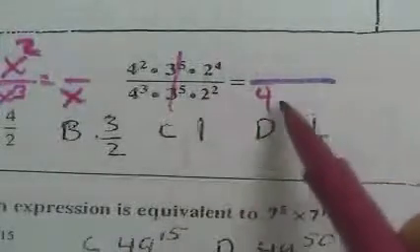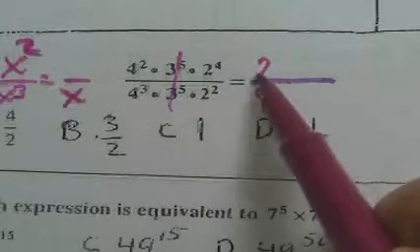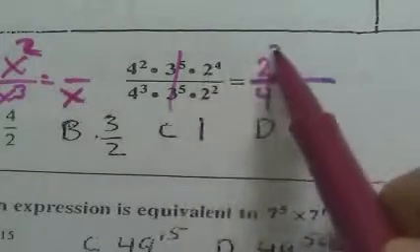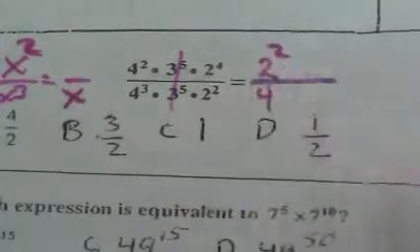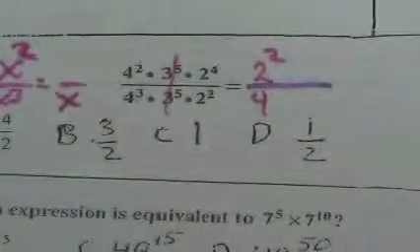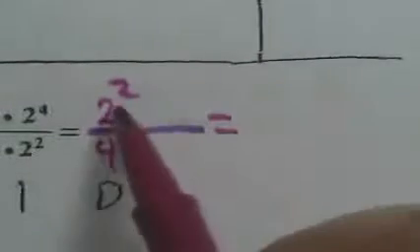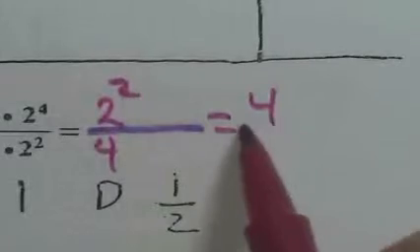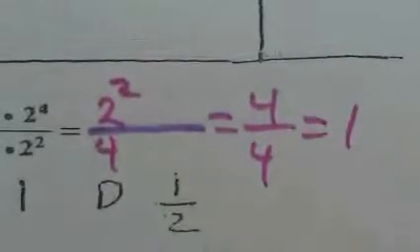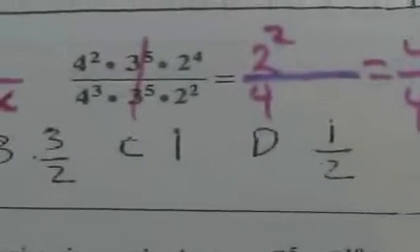And then I have 5 3s on top, 5 of them on the bottom, so that's gone. Then I have 4 2s on top and 2 of them on the bottom, so that means I'm going to have 2 2s, or 2 squared, up on top. Well, 2 squared is just 4. So it's 4 over 4, which is 1. It's the correct answer.